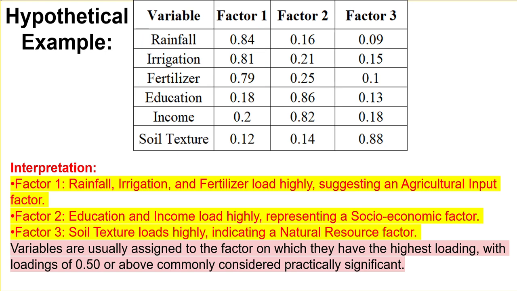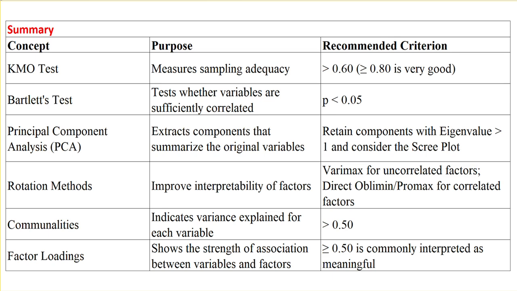On the other hand, education and income load highly, representing a socio-economic factor in case of factor 2. And for factor 3, soil texture loads highly, indicating a natural resource factor. In this manner, you can perform factor analysis.